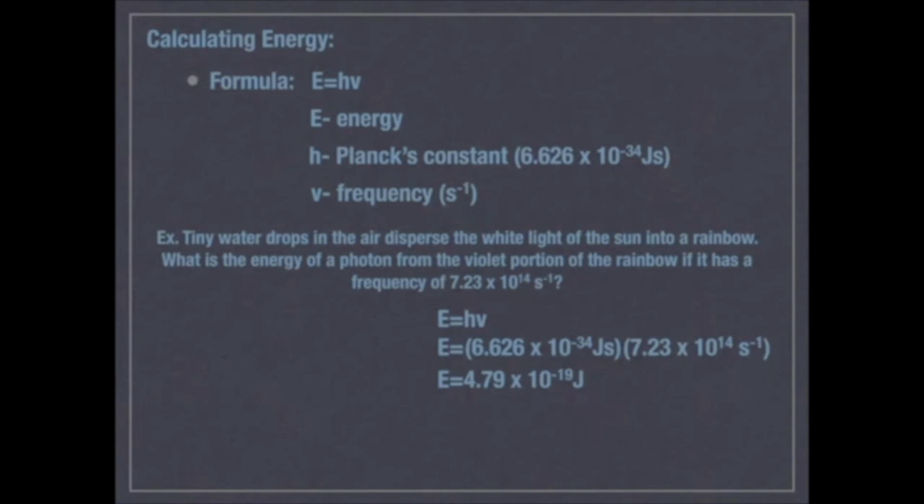So that's it. You might find some slightly more challenging problems which give you wavelength and ask you to find energy. Clearly, you can't use the wavelength lambda in this formula, but what you can do is use your c equals lambda times nu formula to figure out what your frequency is, and then plug your frequency in for your energy formula. And that's it.